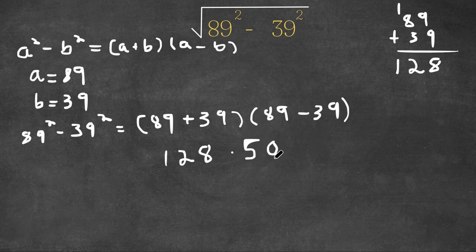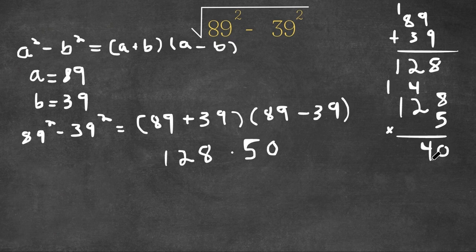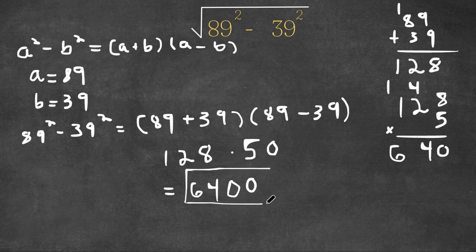Now, let's first ignore the 0 because we could always add it later. Let's just do 128 times 5. 8 times 5 is 40. 5 times 10 is 10. 10 plus 4 is 14, so we carry the 1. And 5 times 1 is 5. 5 plus 1 is 6. So we get 640. And now we can add in the 0 that we ignored. So 6,400 is our answer.